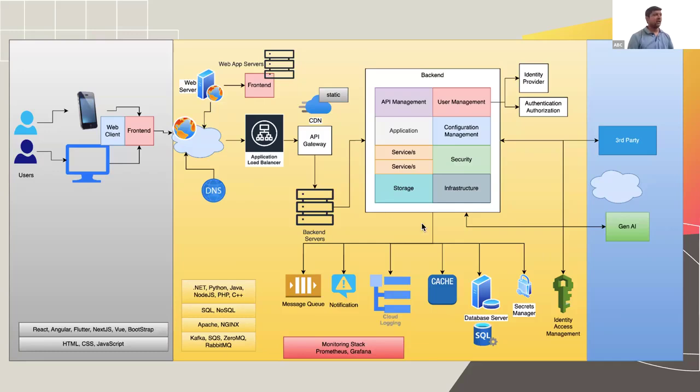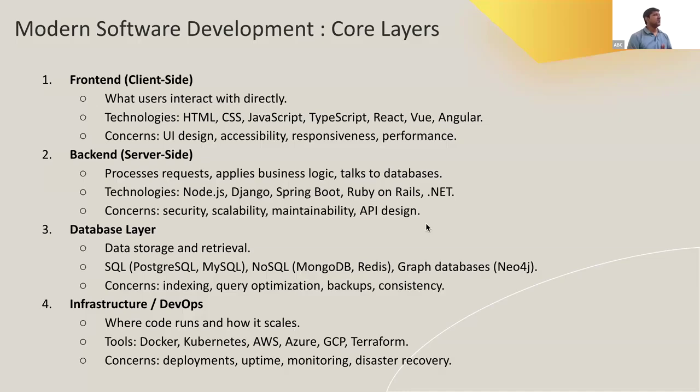Right. So the way I said, the modern software development core layers are front end, which is the UI design. Accessibility is a very important aspect of it. Accessibility means if the application is used by a physically disabled person, then they also should be able to use it. So there could be audio for folks who are blind. They could access the application with audio, right? And there could be special instructions for that.